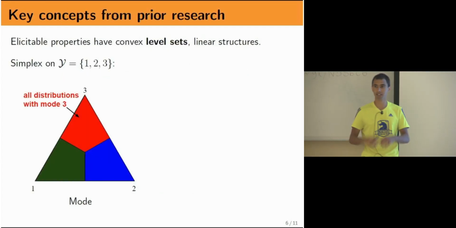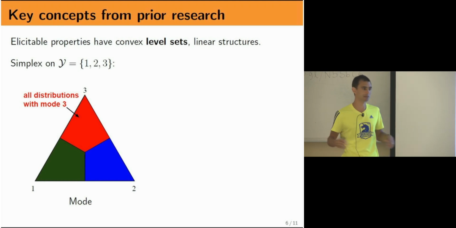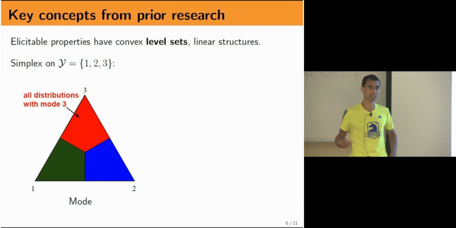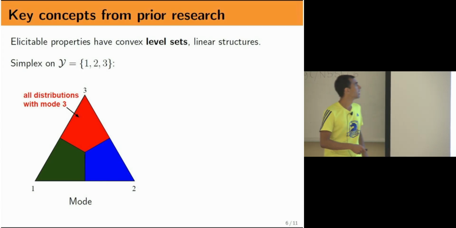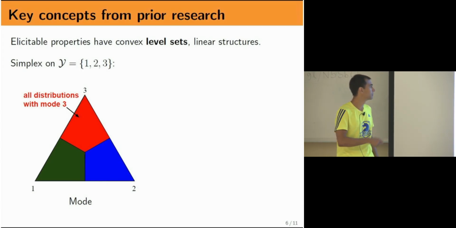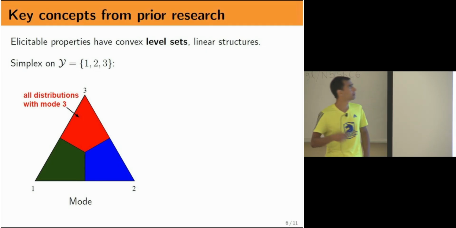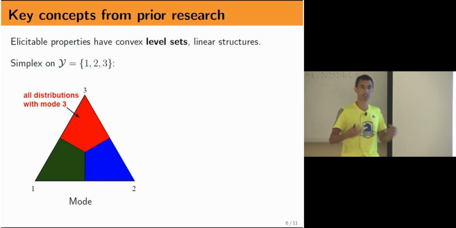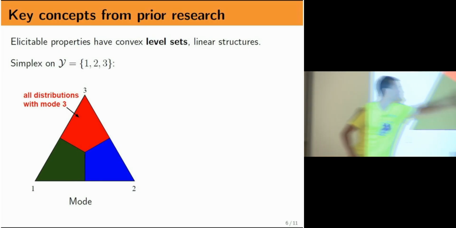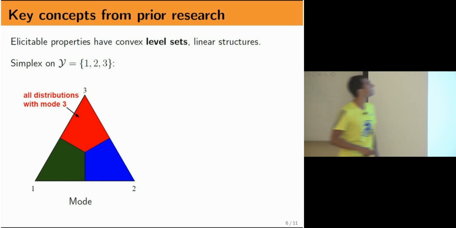Okay, so I want to give you just a little bit of a flavor of the sort of math that we think about when we try to prove things in elicitation and how it changes in this paper. So we think a lot about the simplex of distributions. This is a simplex on 3 outcomes, and what we call level sets, which are just the sets of distributions that have the same property value. So for the mode, I've shown the 3 level sets for this simplex.